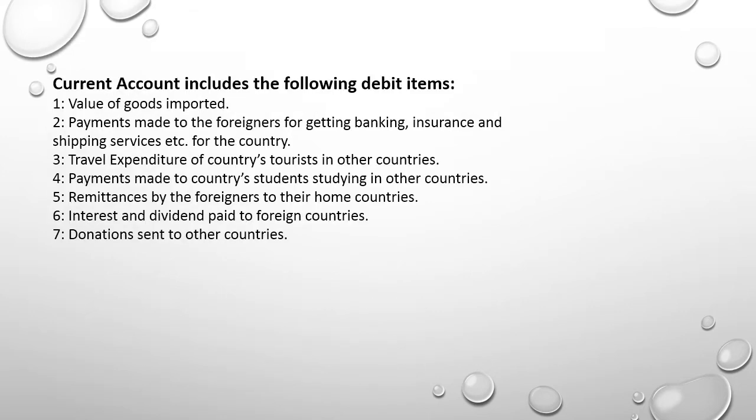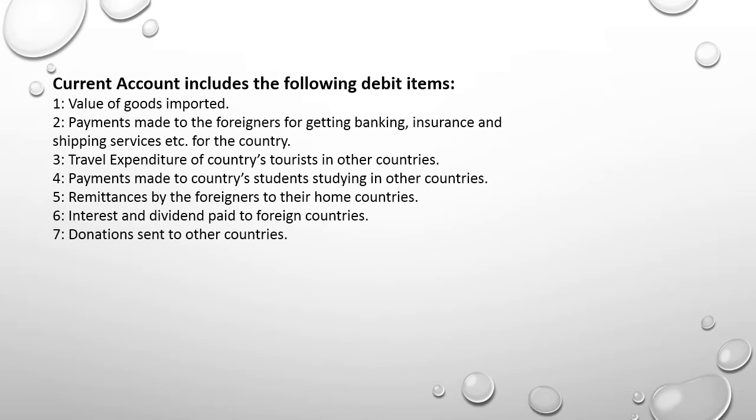Then the current account includes the following debit items. Debit items means those in which we consume our foreign exchange, we pay our foreign exchange to other countries. Number one is value of goods imported, so that we have to pay for those goods. When we import goods, we have to pay the prices of those goods.